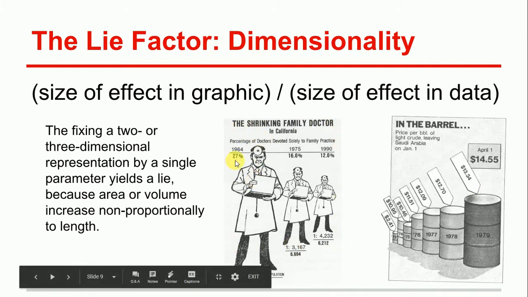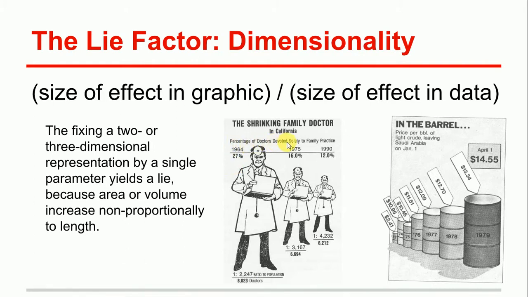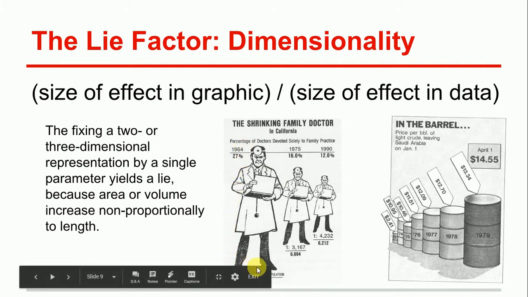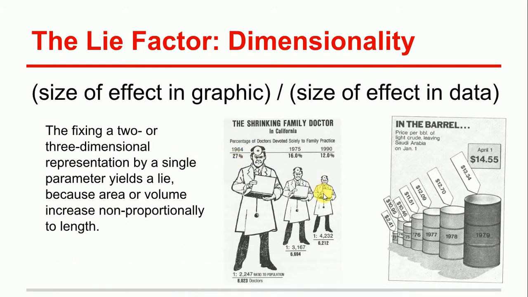Now, if you look at the same diagram here, the effect is more pronounced. It shows the percentage of doctors devoted solely to family practice. If you look from 1964 to 1990, they've shown the numbers here, so they're not lying to you. But what they're really showing is that this is 27, this is 12. What you focus on is the area covered by the medical doctor and not the percentage. Now, if you compare 12 with 27, this guy, in terms of the area covered, is not twice as large as this guy. He's almost 3 or 4 times the area covered by this guy.